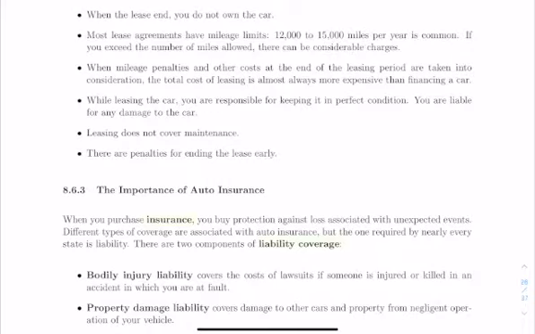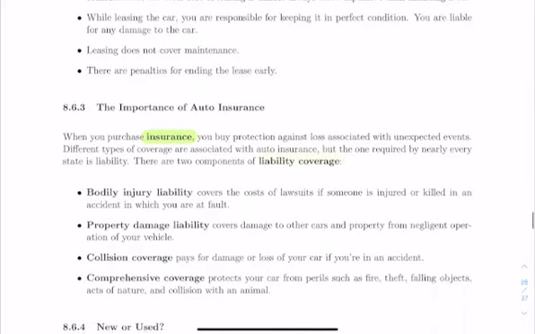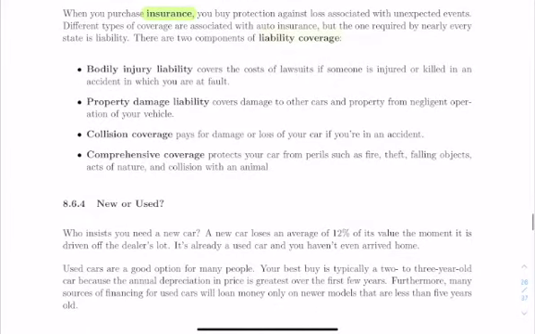When you purchase insurance, you buy protection against loss associated with unexpected events. Different types of coverage are associated with auto insurance, but the one required by nearly every state is liability. There are two components of liability coverage. Bodily injury liability covers the cost of lawsuits if someone is injured or killed in an accident in which you are at fault. Property damage liability covers damage to other cars and property from negligent operation of your vehicle.